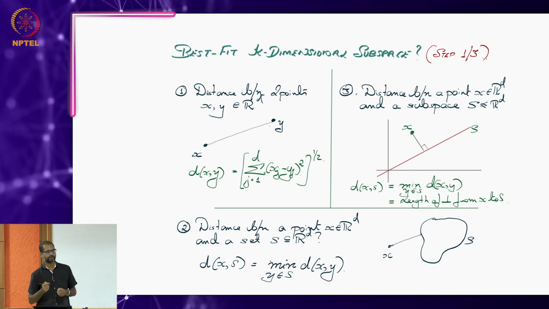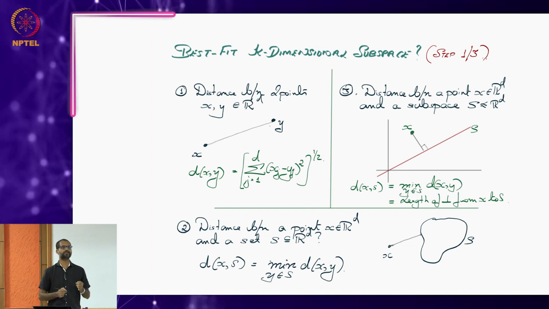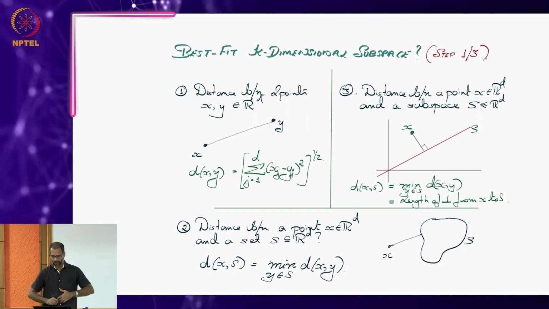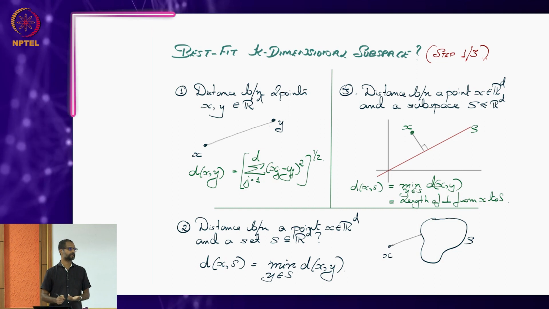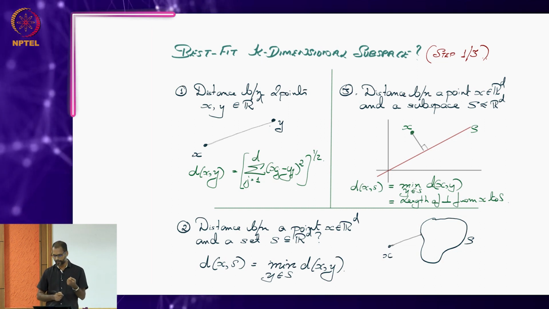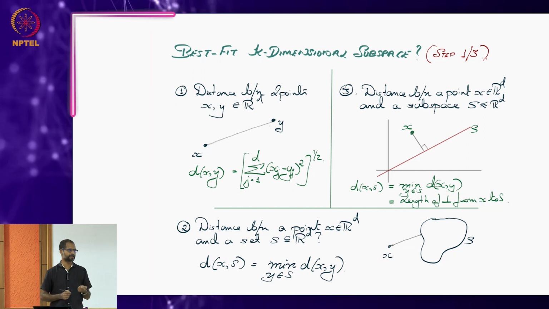Now in our context, the set S is always going to be a subspace. Okay, that's the third picture. The definition remains the same. It is in fact the distance to the nearest point. It's the distance from x to its nearest point in S.